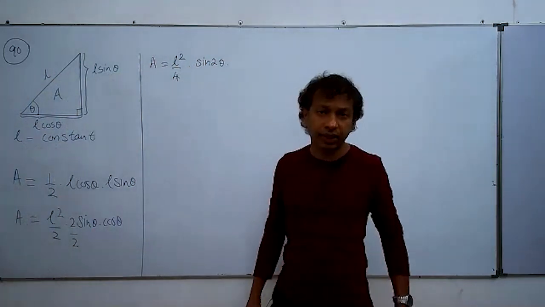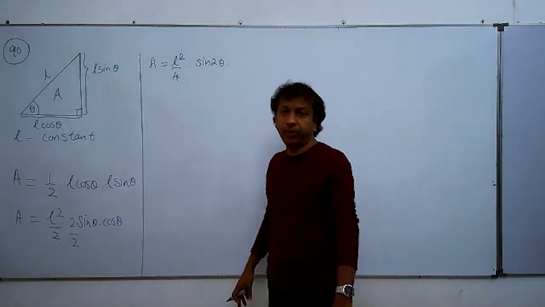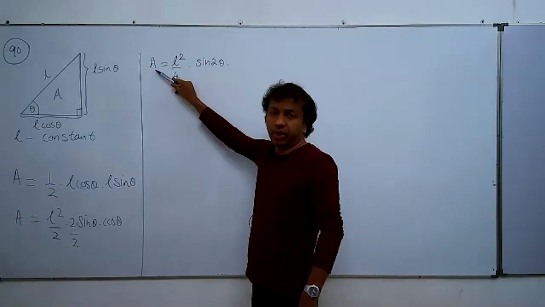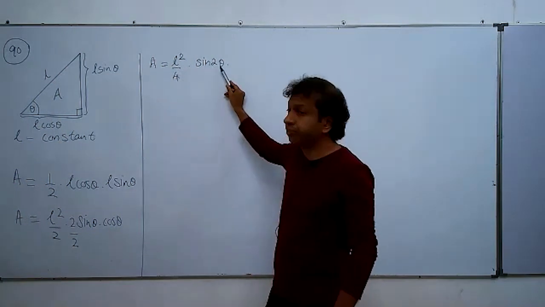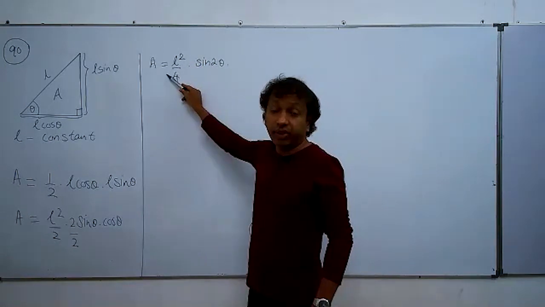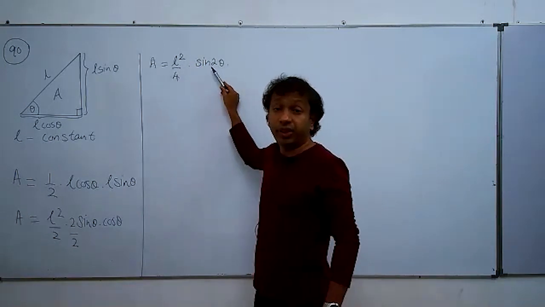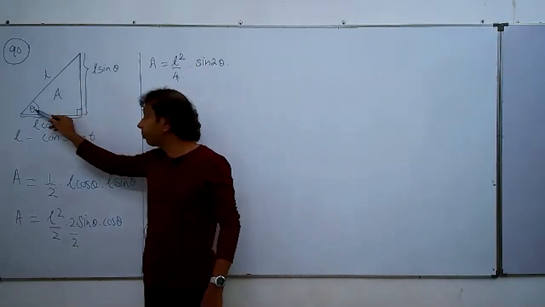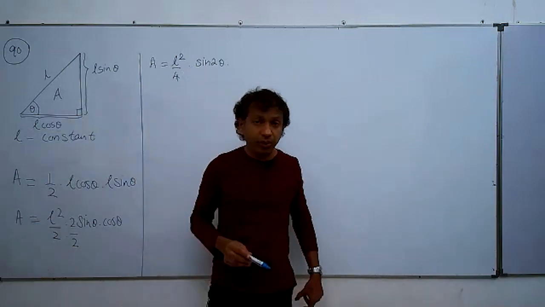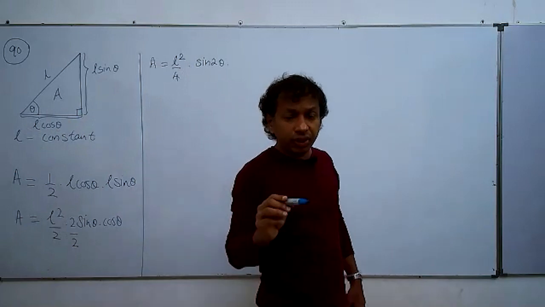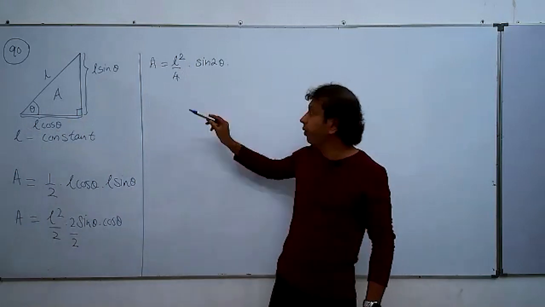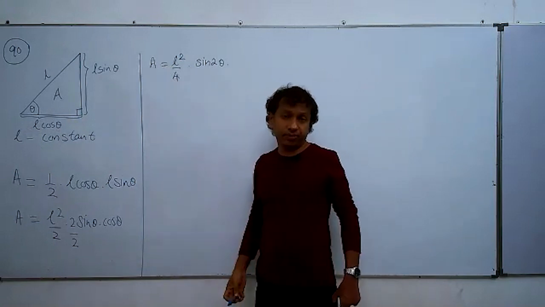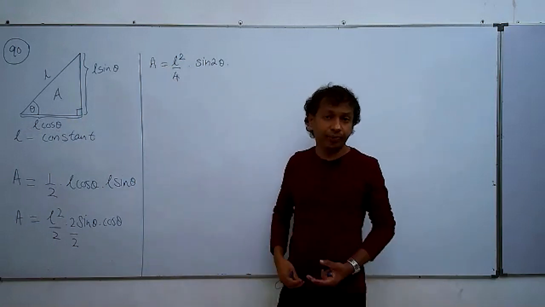A is the area of the right angle triangle in this case. Now you can see this area A depends on theta. That means A, the area, is a function of theta. That means we can change this area A by changing the angle theta. Now we should know what is the best angle for theta to get the maximum value for this area A of the triangle. That's what we need to find.